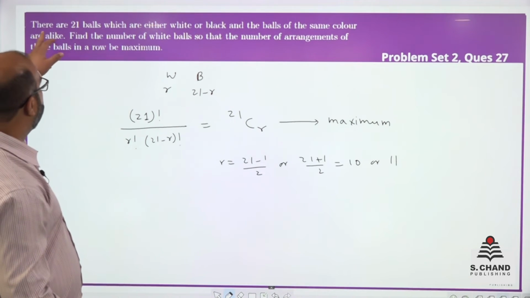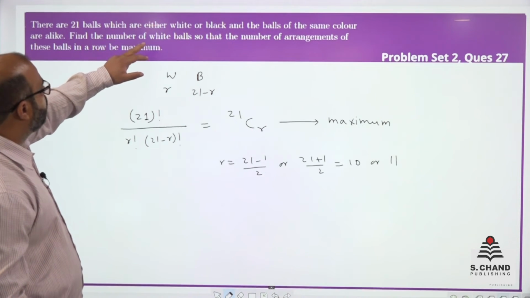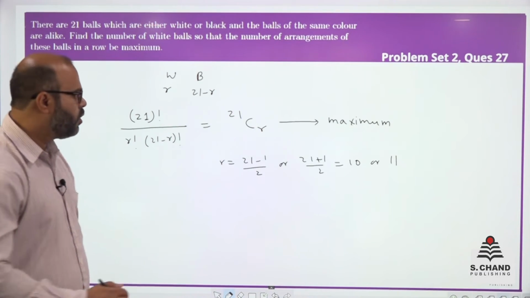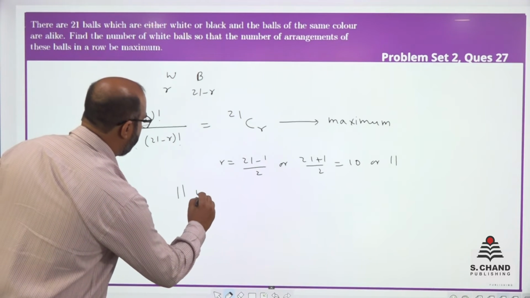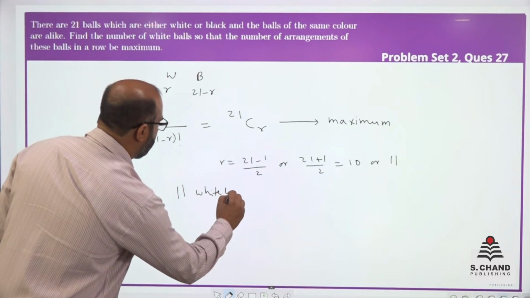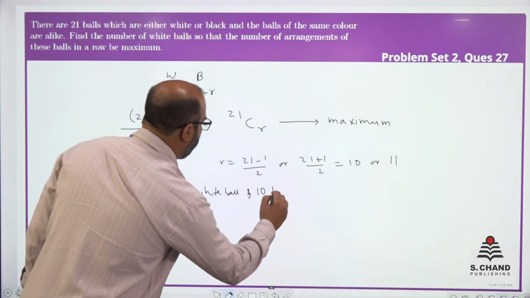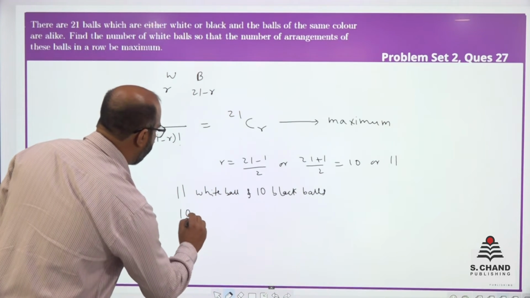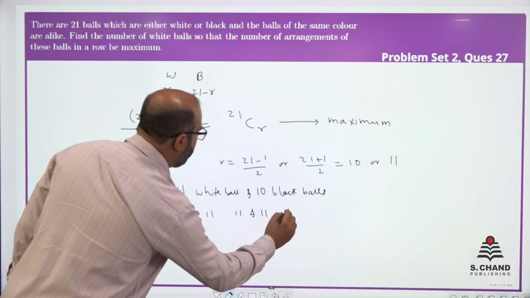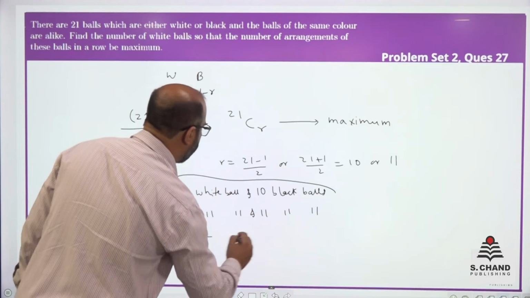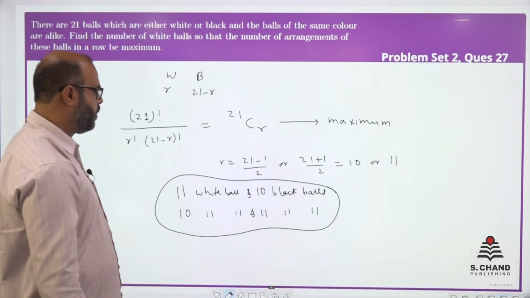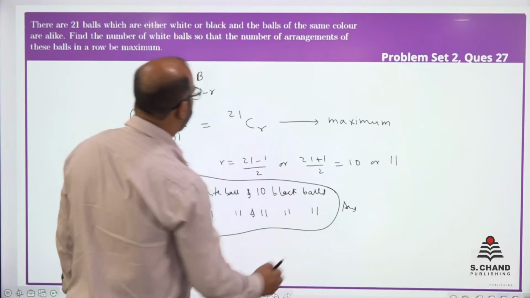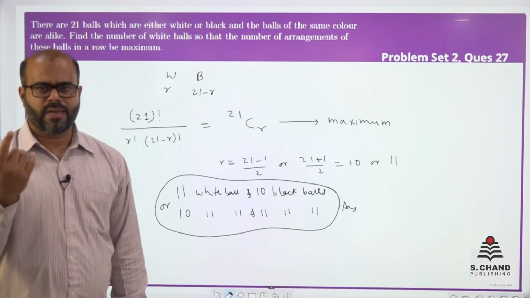So you will say that there are 21 balls which are either white or black and the balls of the same color are alike. The number of white balls is either 10 or 11. So both cases are possible. 11 white balls and 10 black balls will give you the maximum number of arrangements, or 10 white balls and 11 black balls will also give you the same greatest number of arrangements. If it was 22, then there would be only one value, that is 11.